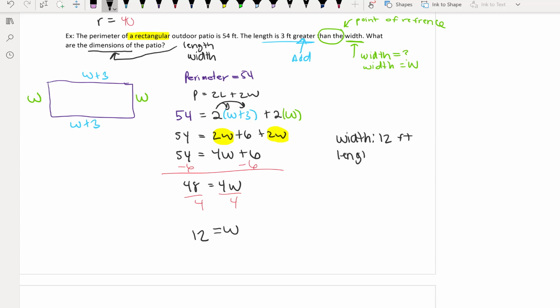And my length, I can figure that out. Remember that your length was really W plus 3, and that W value was 12. So 12 plus 3 is going to give you 15. So now I have that my width is 12 feet and my length is 15 feet. So now I have found the dimensions of the patio.